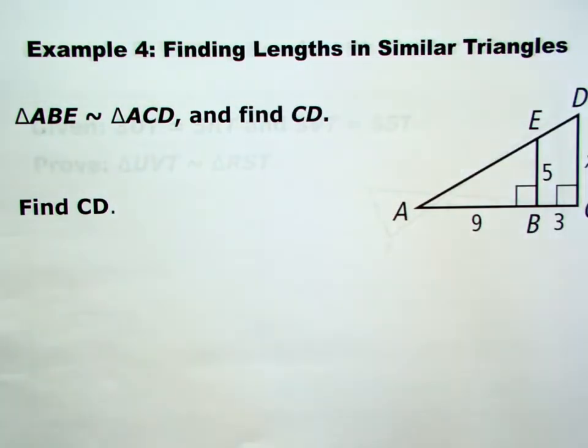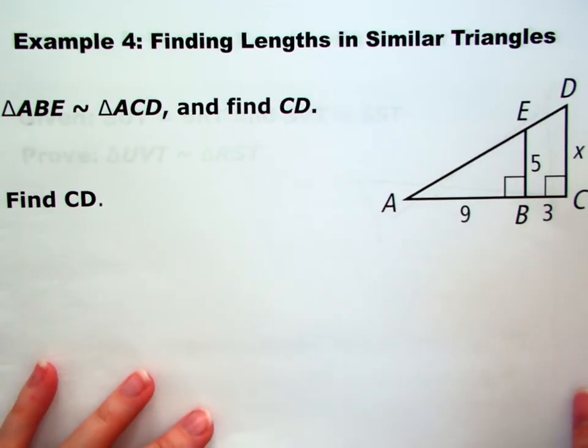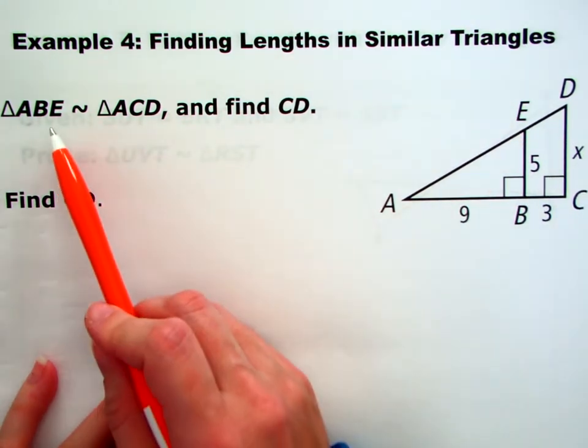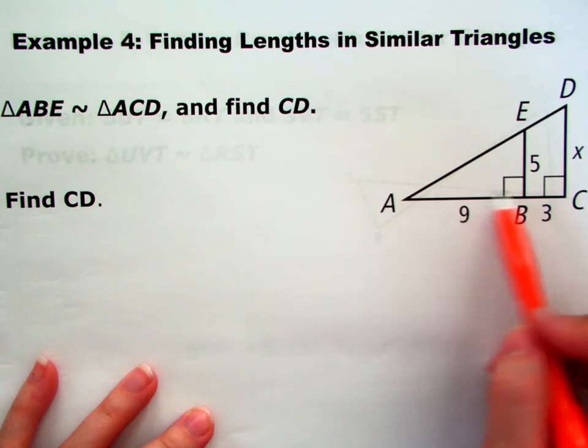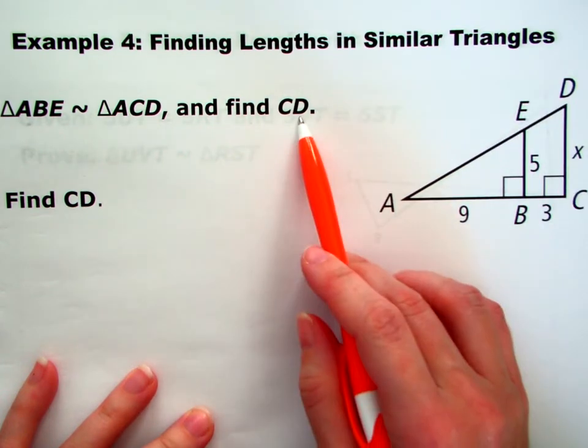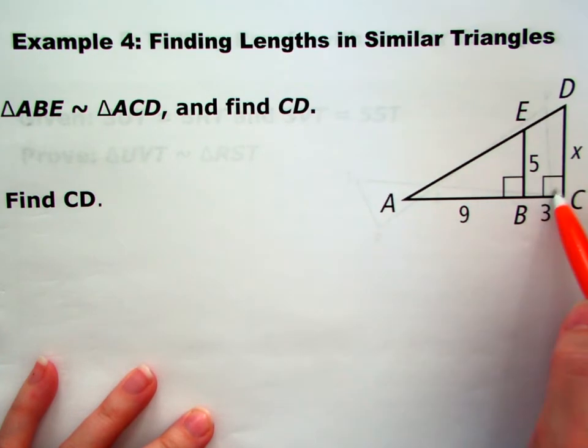You're also asked to go ahead and find missing lengths sometimes too. We're told in this problem that these two triangles, the smaller one is going to be similar to the larger one, and so we've been asked to find CD, the length of CD, which is this one here. Well, to do that, you're going to have to set up a proportion.